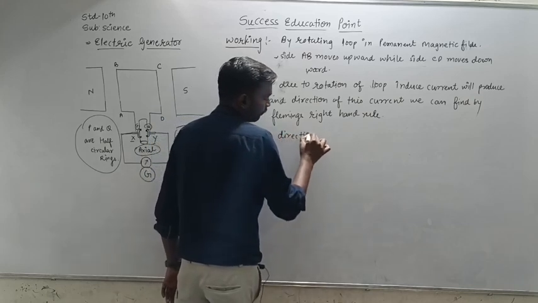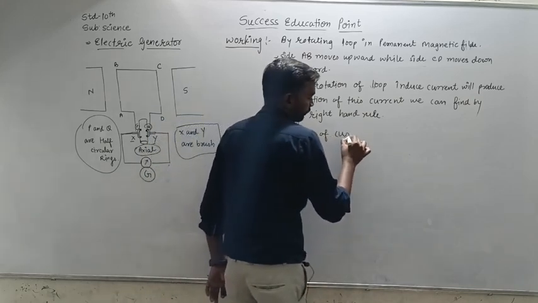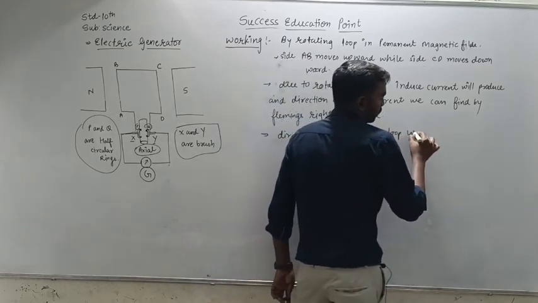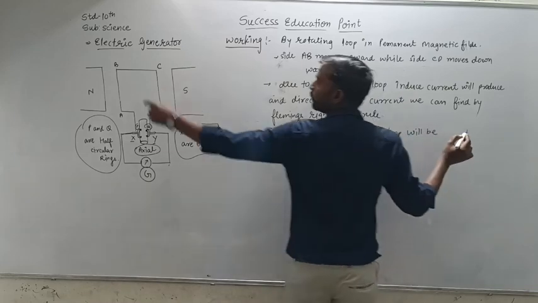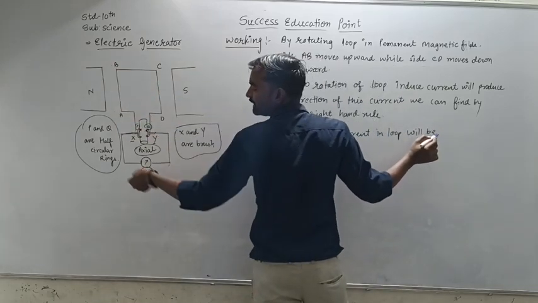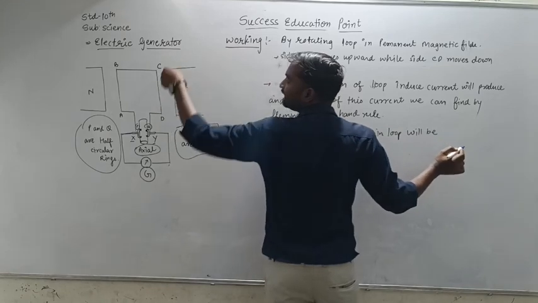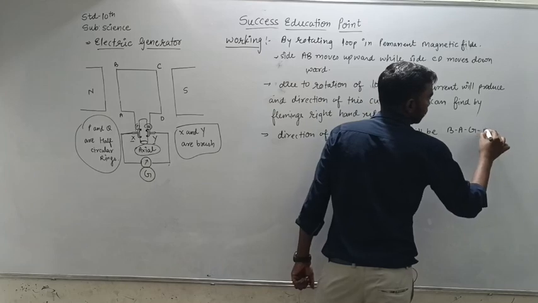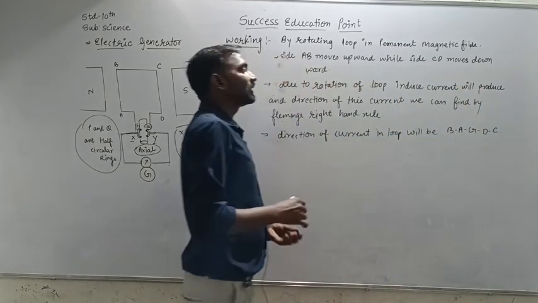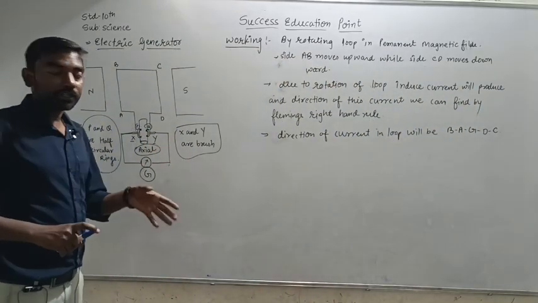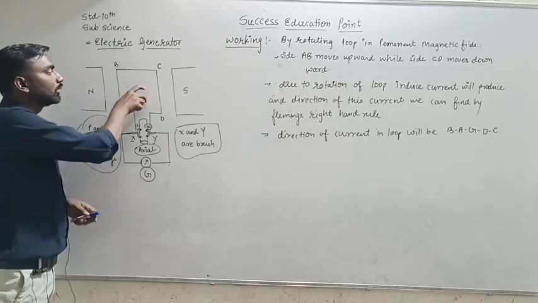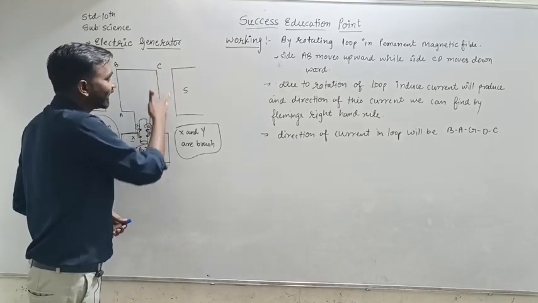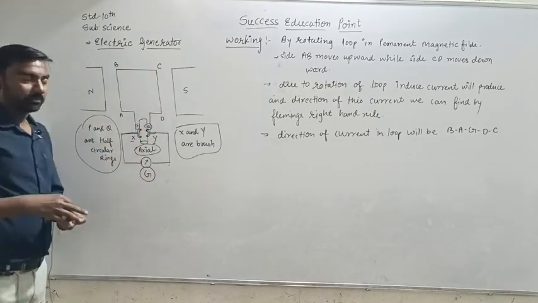direction of current in the loop will be from here, look at here, B A G means galvanometer to D C. So you should write it here: BAGDC. This is the direction of induced current when we rotate that loop, in which side AB is going upward and side CD is going downward.